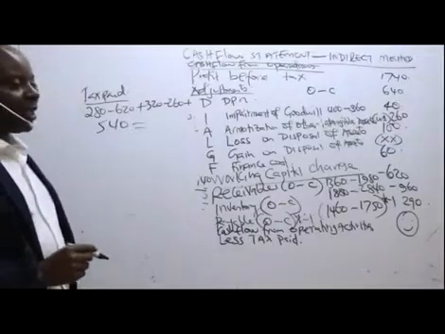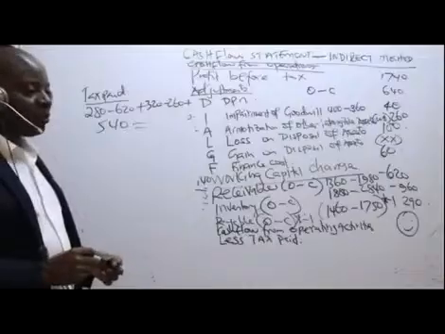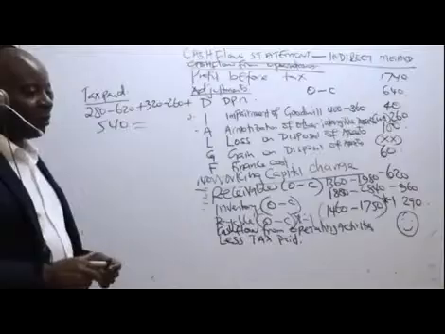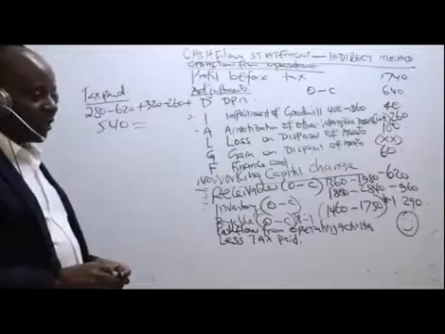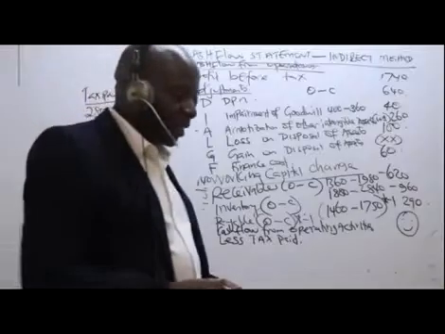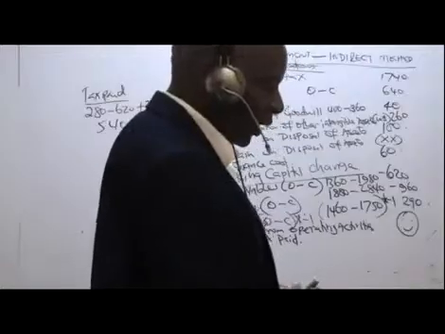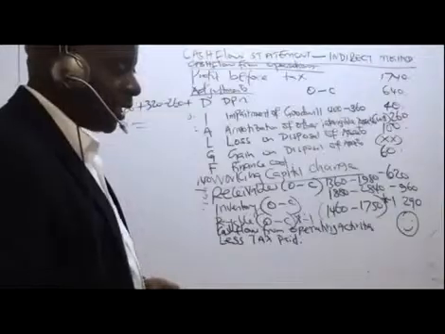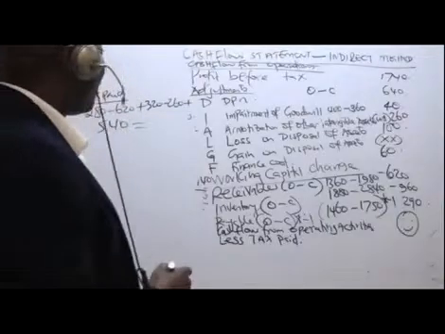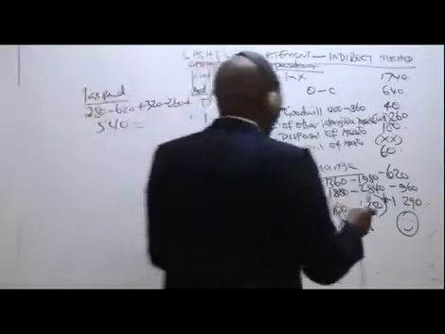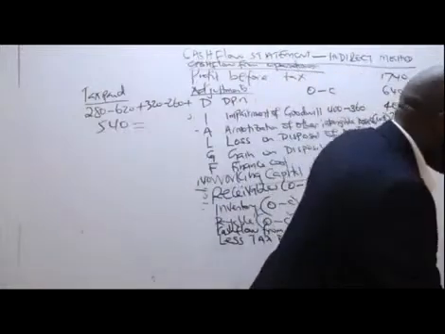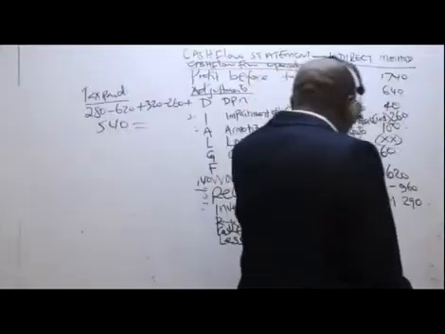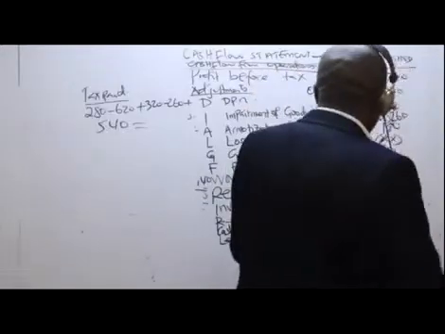Is there somebody who can give me the tax that was paid at the end of the year? Valerie Nelima gives me a figure of 260. We need 260. Less tax paid, 260.